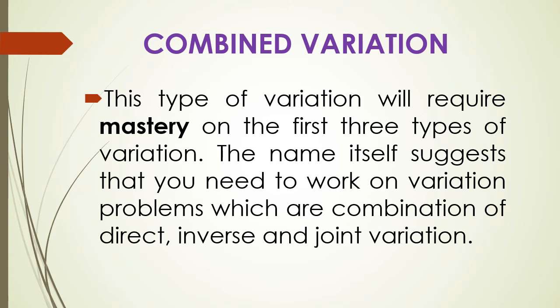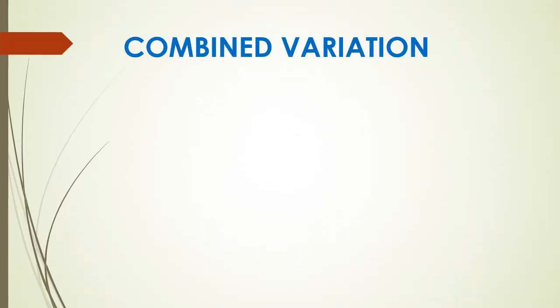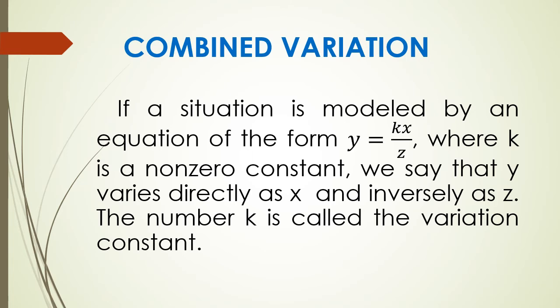From the word itself, combine. So the first three types of variation, the name itself suggests that you needed to work on variation problems which are combination of direct, inverse, and joint. Kaya din siya yung last variation kasi sa combined variation, pinagsama-sama natin yung tatlong variation. Combined variation, if the situation is modeled by an equation form y is equals to kx over z, where k is non-zero constant, we say that y, so ayan na siya.